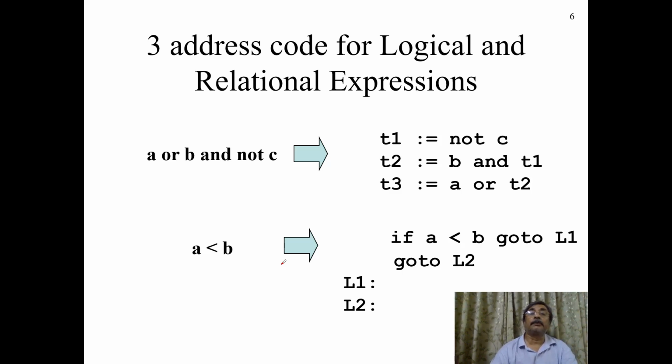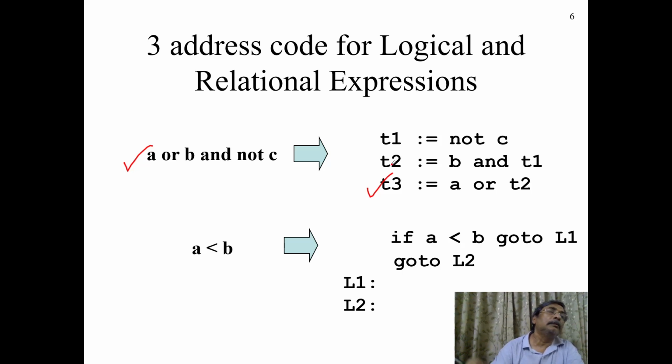If we go to three address code for logical and relational expressions, the first one is a relational expression: A or B and not C. As we know that the precedence of not is the highest here, first we do not C and put it in a Boolean variable T1. Then the next one is B and T1, and we put it in T2, and then A or T2 is T3, and the result of this entire expression is stored in T3. In fact, in this case, we found out that this three address code is generated by introducing Boolean variables.